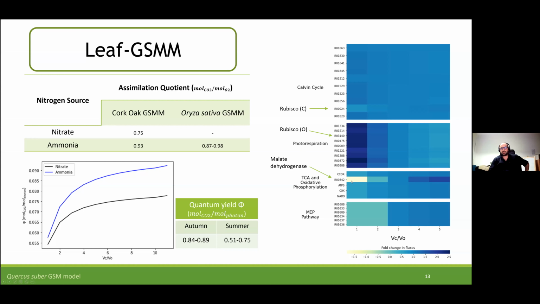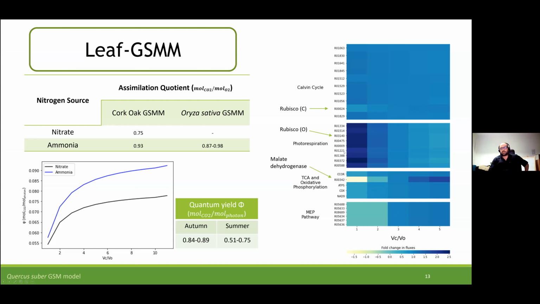So for this enzyme, the flux decreases a lot, and that affects the TCA and oxidative phosphorylation. Likewise, when the plant is well watered and the carboxylation oxygenation ratio is above 3, this malate dehydrogenase also increases its flux, so it has a higher fold change in flux, and it also impacts the TCA flux.